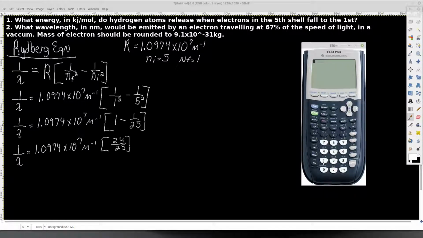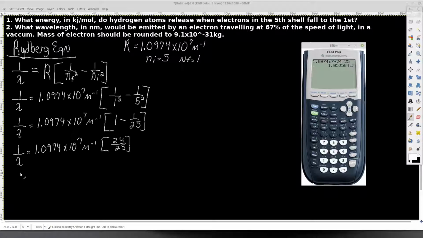We've got 1.0974 times 10 to the 7th times 24 divided by 25. Okay, and we should get the following. So let's go ahead and write that down.